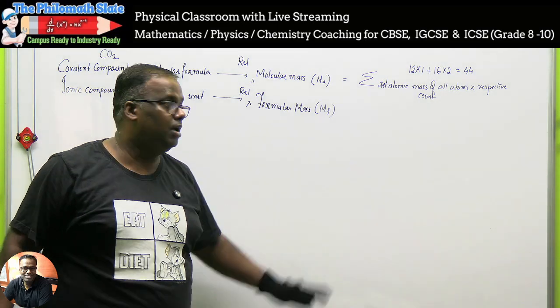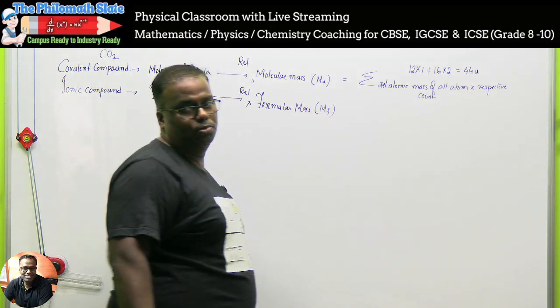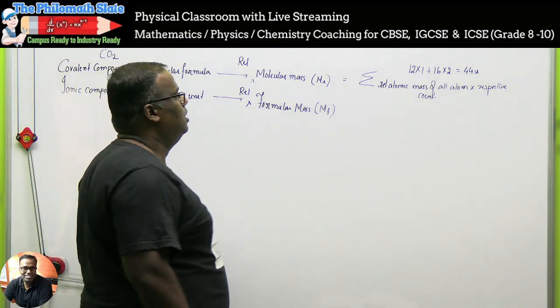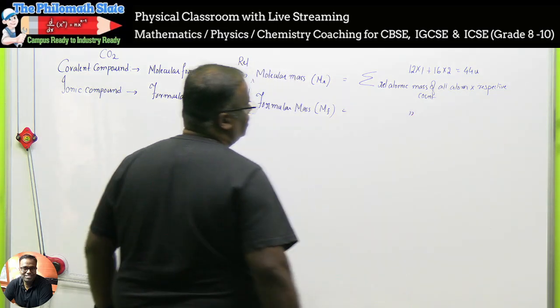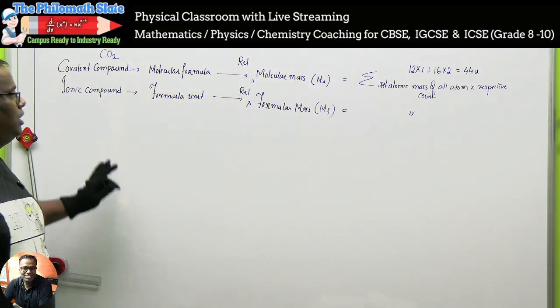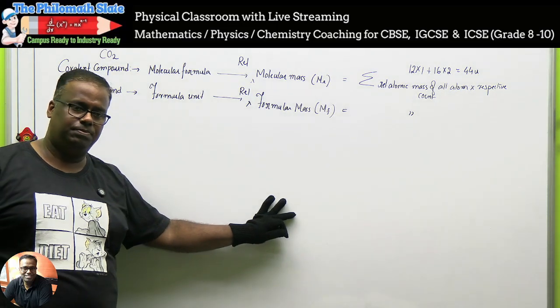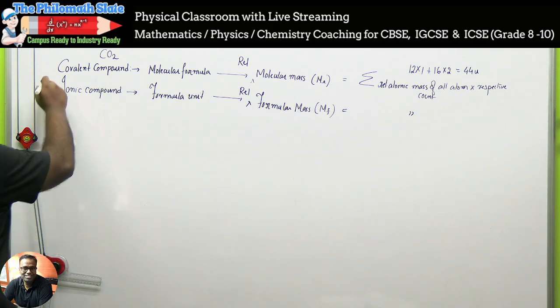Okay, understood? And here what do we write? Here we write U. 44 U, 44 relative atomic mass units. So similarly here also we get, this is the same formula. Only thing is we call it a formula mass. Is this much clear? Okay. Right. This knowledge you need.